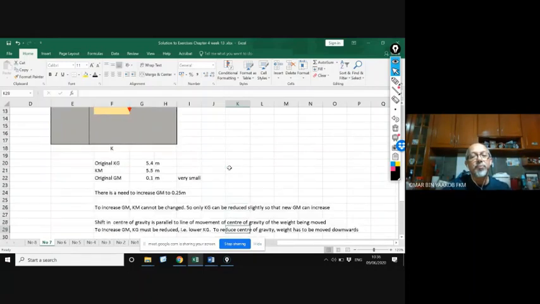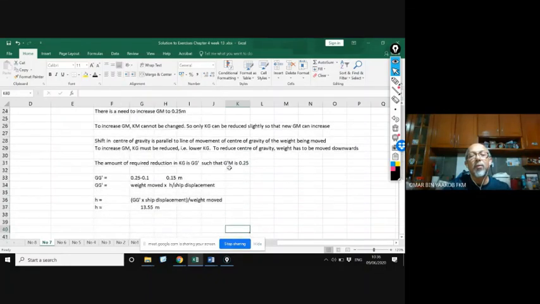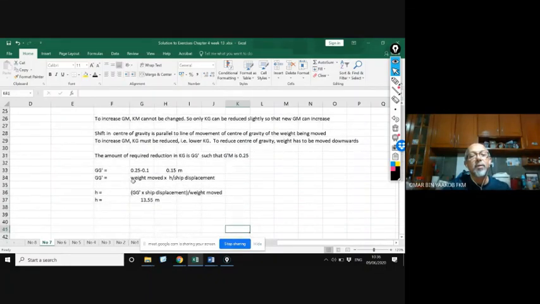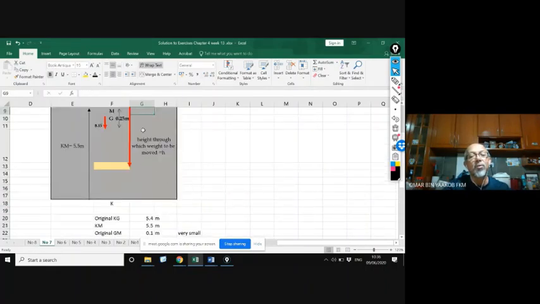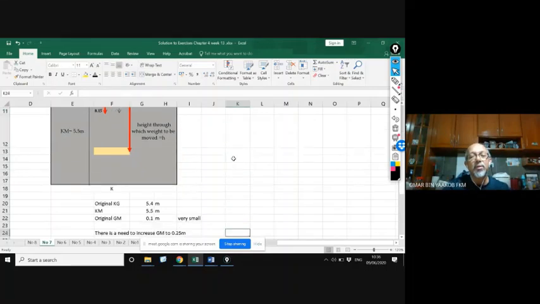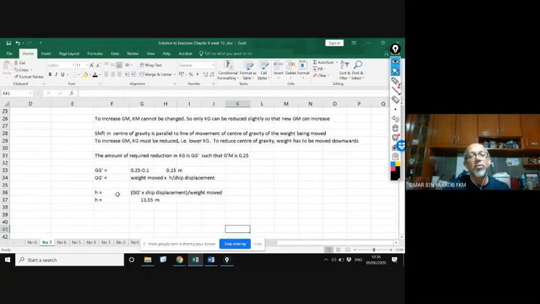Okay, so with that, that GG dash 0.15 must be the same as the weight moved times h. h is the unknown. How far is the movement of the weight? How far is it going to go? How far down? So finally we get the h to be 13.55. All right, so that's basically the idea about this question.